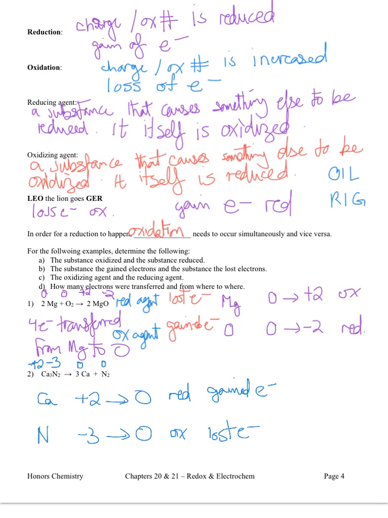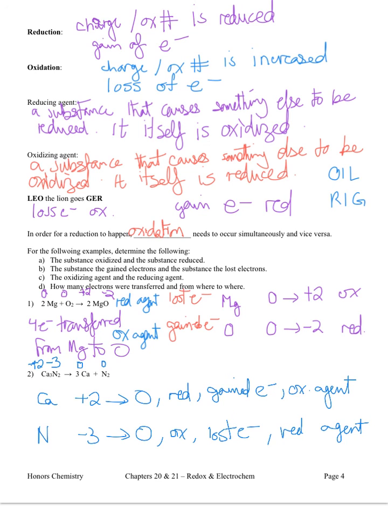Okay, letter C. Which one is the oxidizing agent and which one is the reducing agent? So calcium got reduced, so it's the oxidizing agent. It caused something else to be oxidized. Nitrogen got oxidized, so that means it caused something else to be reduced. It is the reducing agent.